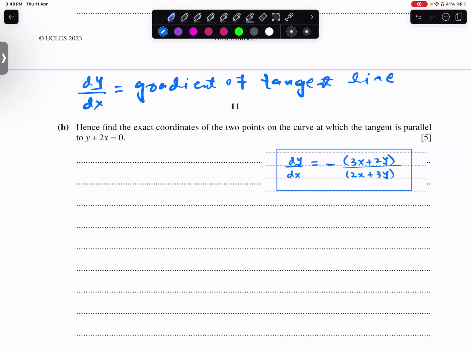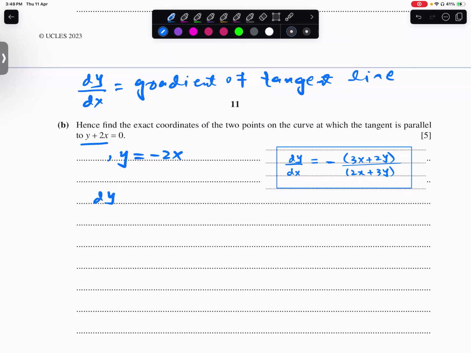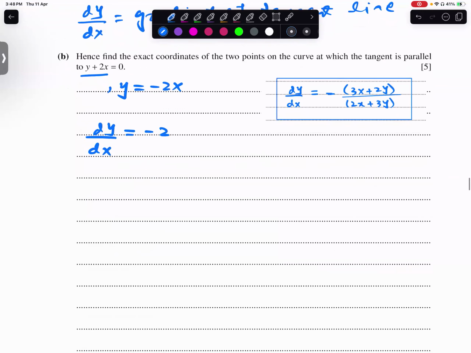So now, as the gradient of the tangent line, the tangent is parallel to this line, and if you see the gradient of this, it will be y is equal to minus 2x. So you can see that its gradient is minus 2. So it means that your gradient of tangent will be equal to minus 2, because your tangent is parallel to this line, and this line has gradient minus 2. That is why both gradients will coincide.